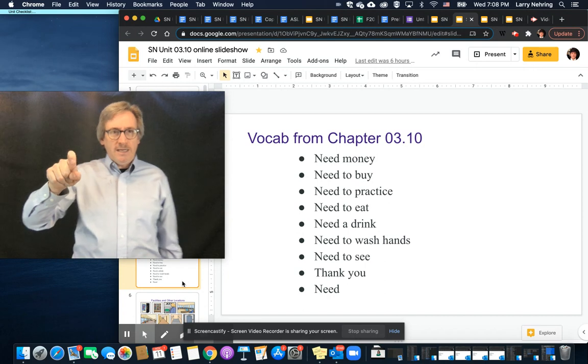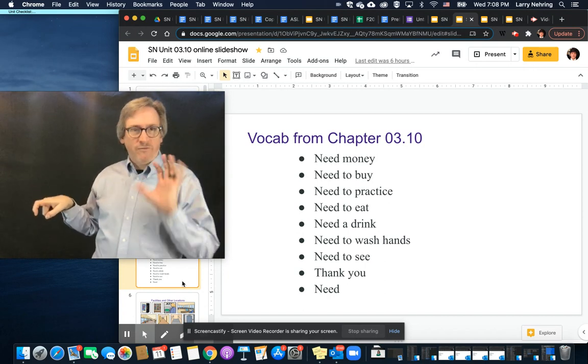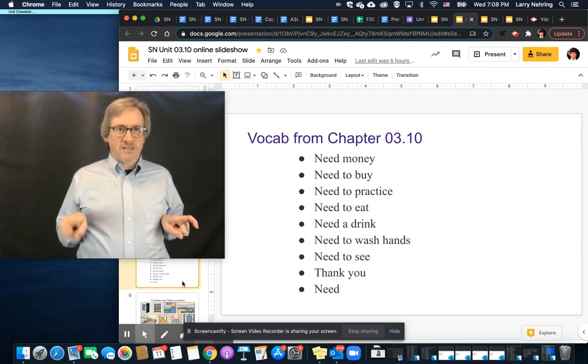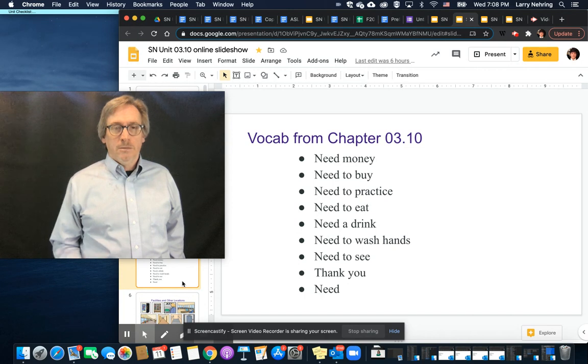So the sign for need is this. It's the X, but it's sort of pointing down. If you're a fan of Jurassic Park, it's the velociraptor tapping its claw, right? So need. Boom.